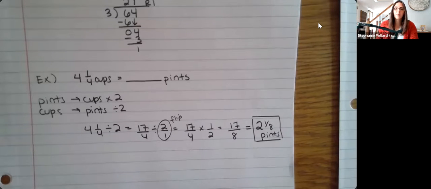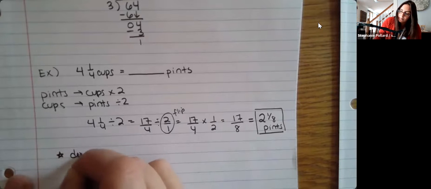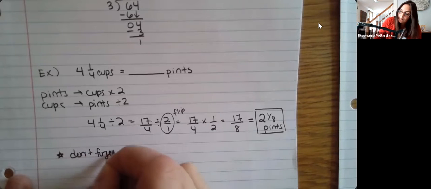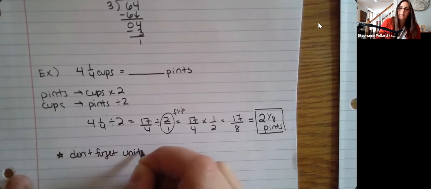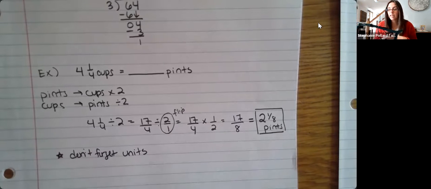So a couple things to keep in mind here as you're going through these. So don't forget units. We all do. I know I do too sometimes. But with conversions, it's really easy to lose track of your units. So just get used to writing them down, particularly at each step if you have more than one step. So don't forget your units.